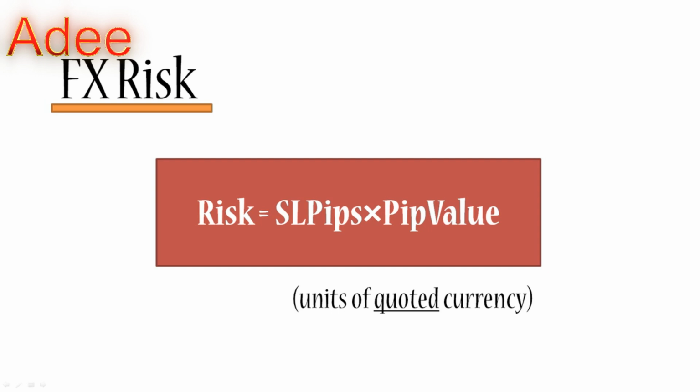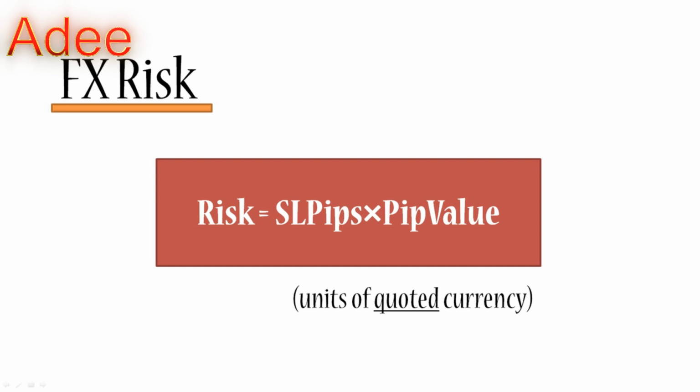So if your stop loss is 50 pips and pip value is equal to $10 per pip, then you can potentially lose $500 on this transaction if your stop loss is triggered. And that means, in Forex, that your risk is equal to $500. So basically in this case, risk is the maximum amount of money you can lose on this particular transaction. And let's remember here that this is all still in the units of quoted currency.